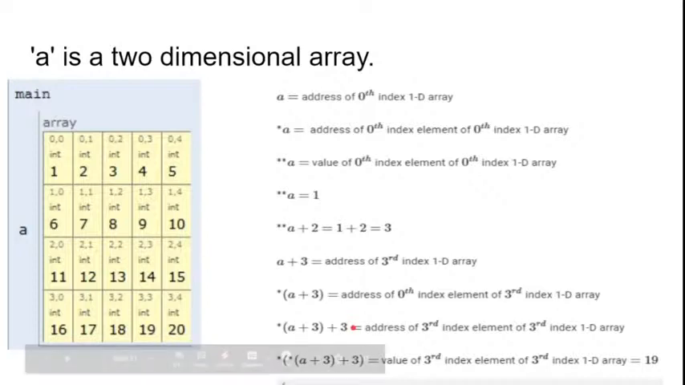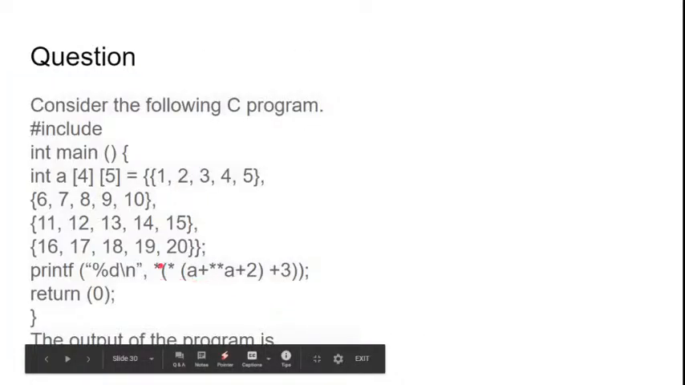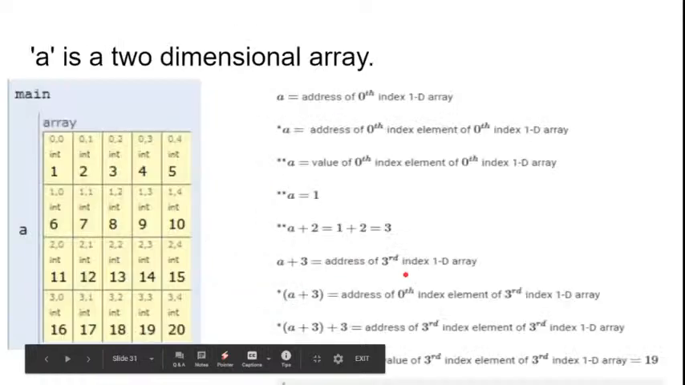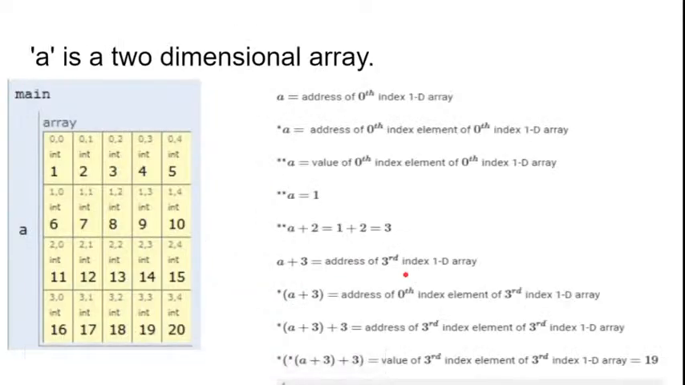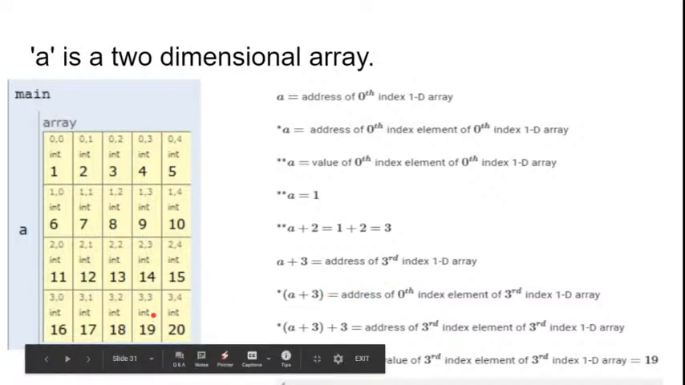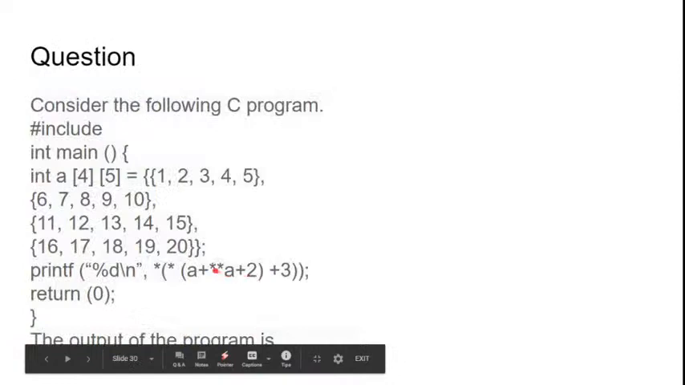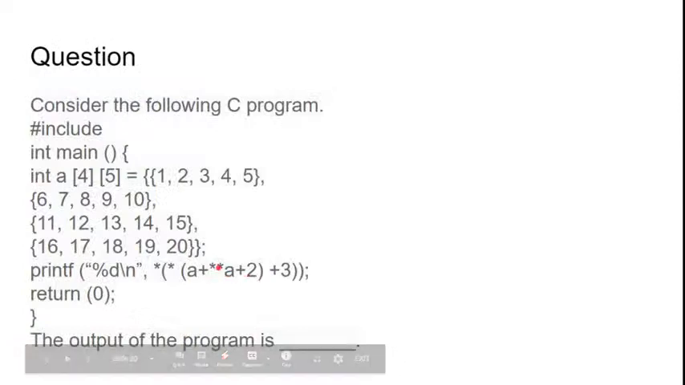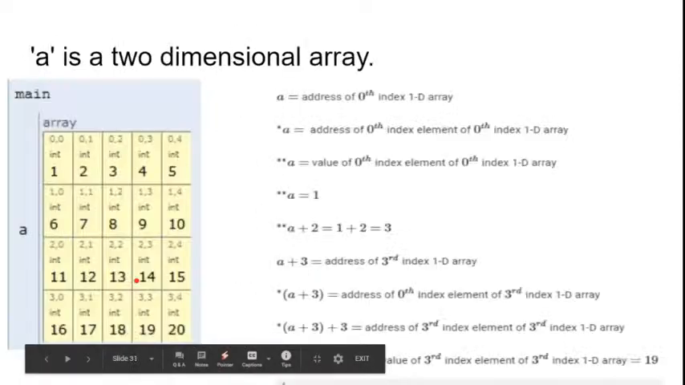Up to the first star, we get the address, and the second star means we get the value. So the value of the third index element of the third index one-dimensional array is 19 here. So the output of the program will be 19.